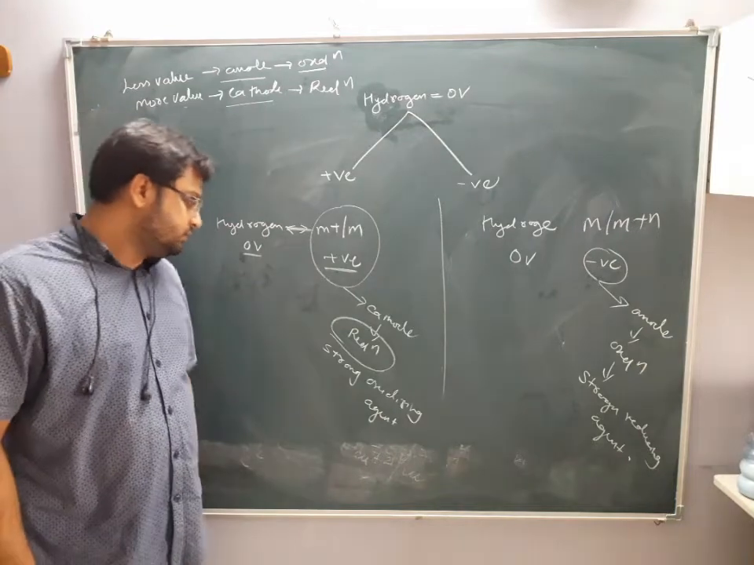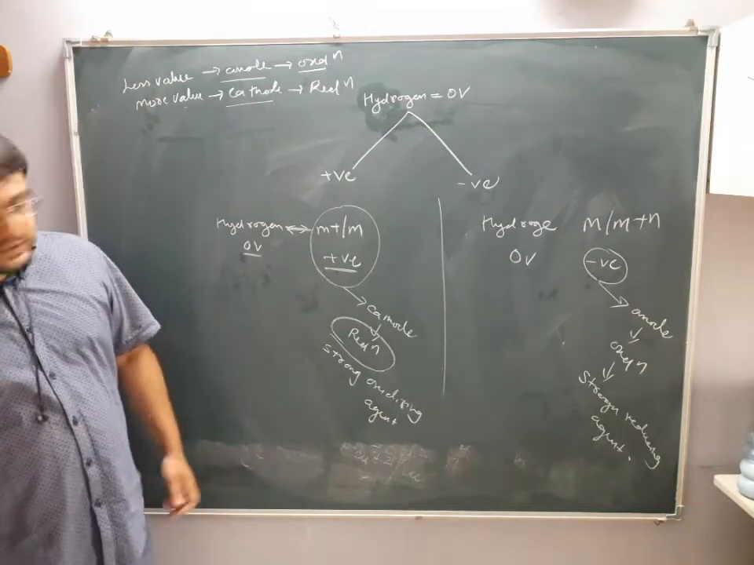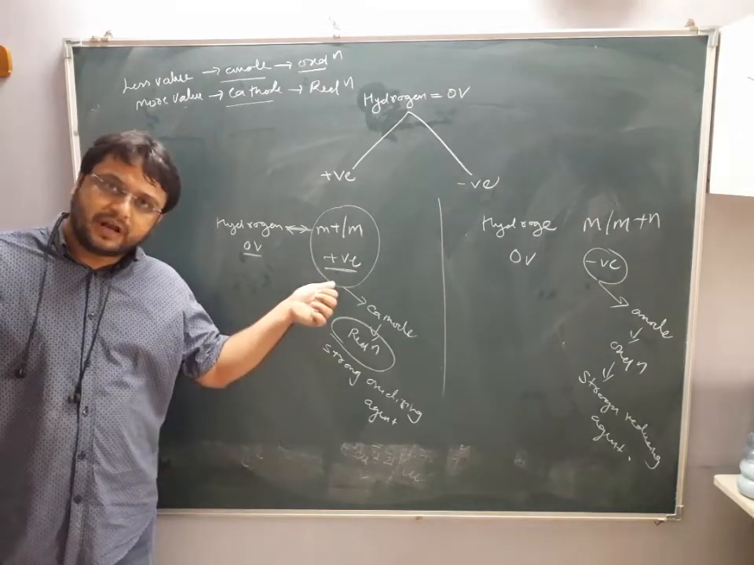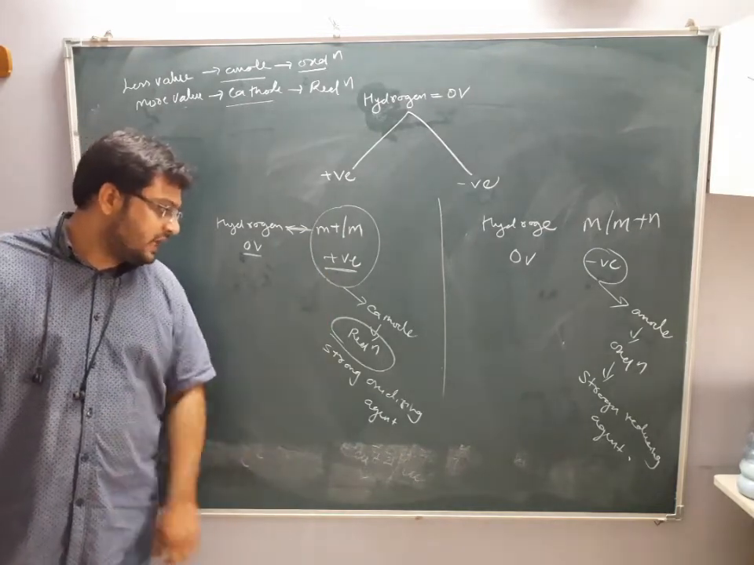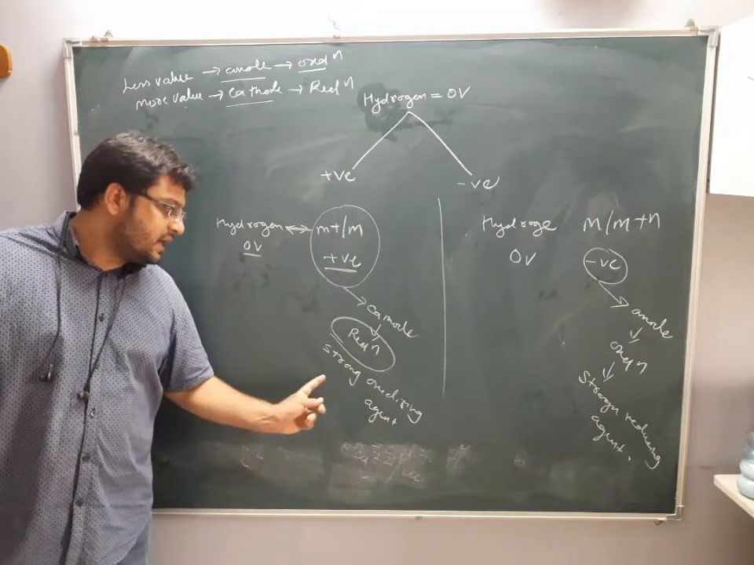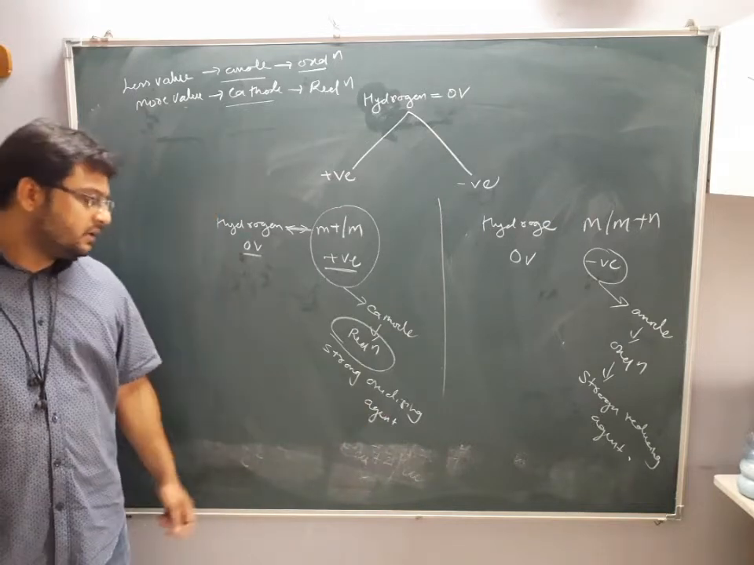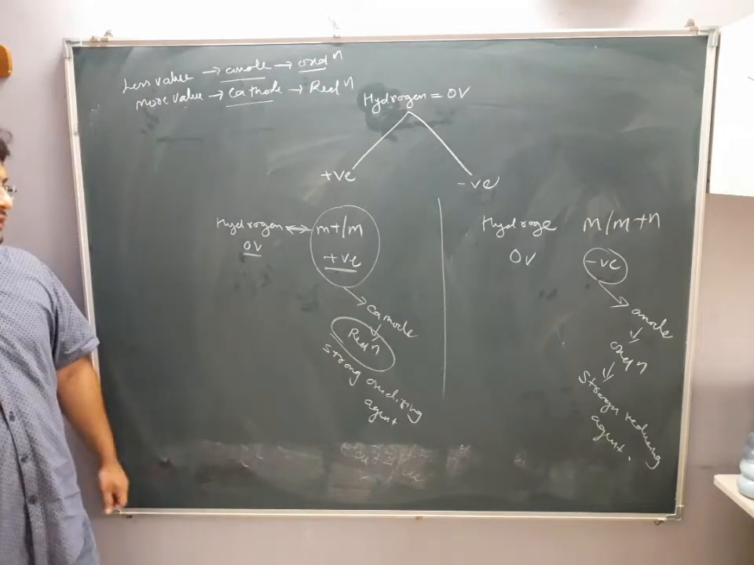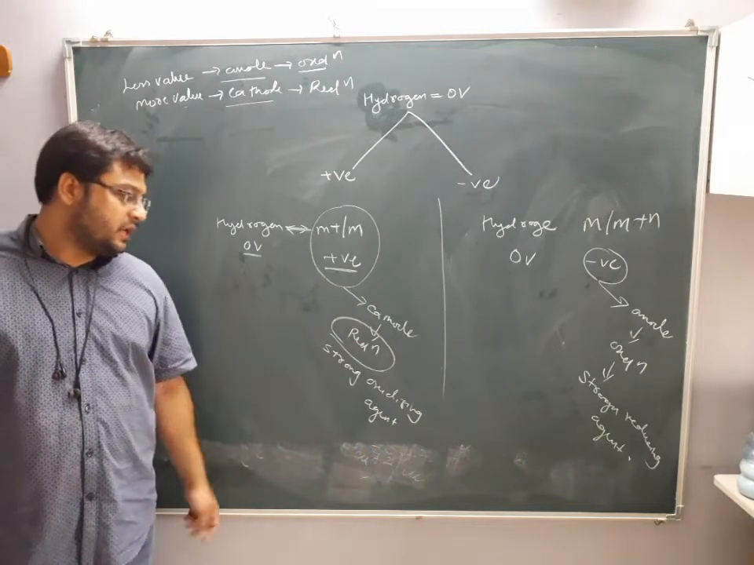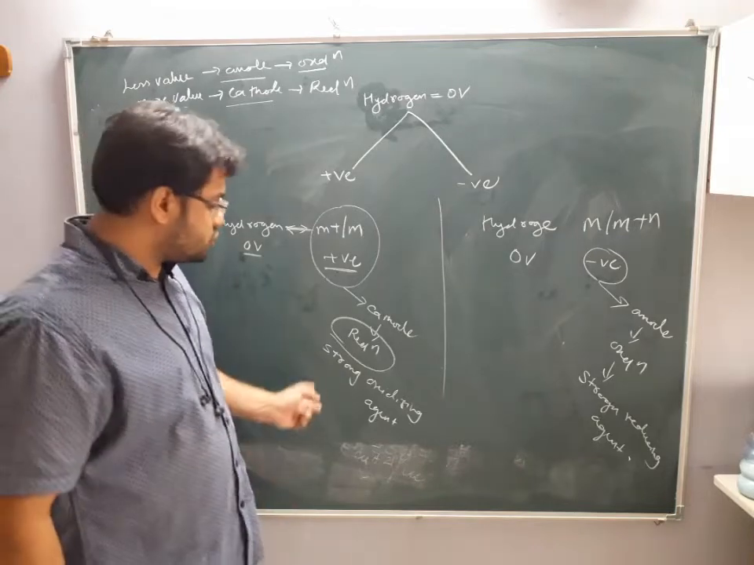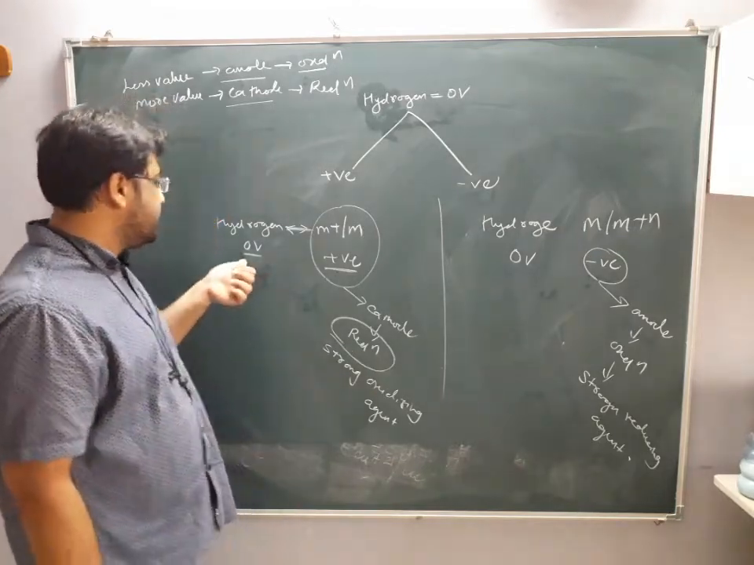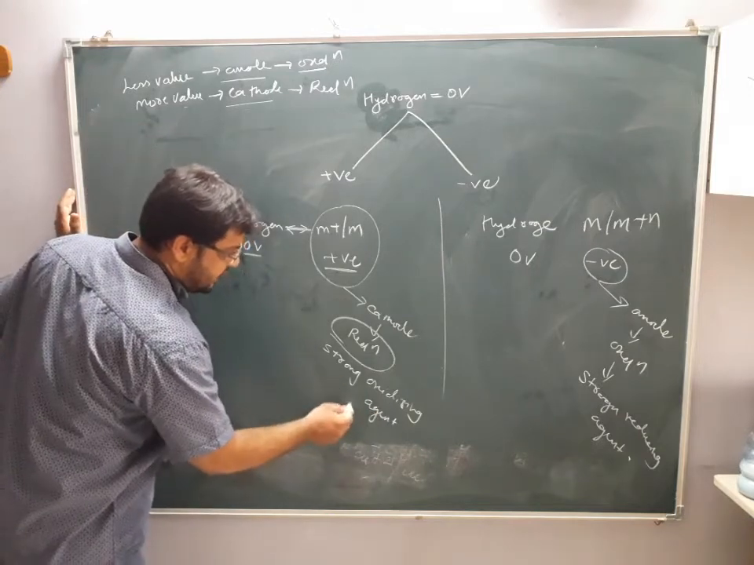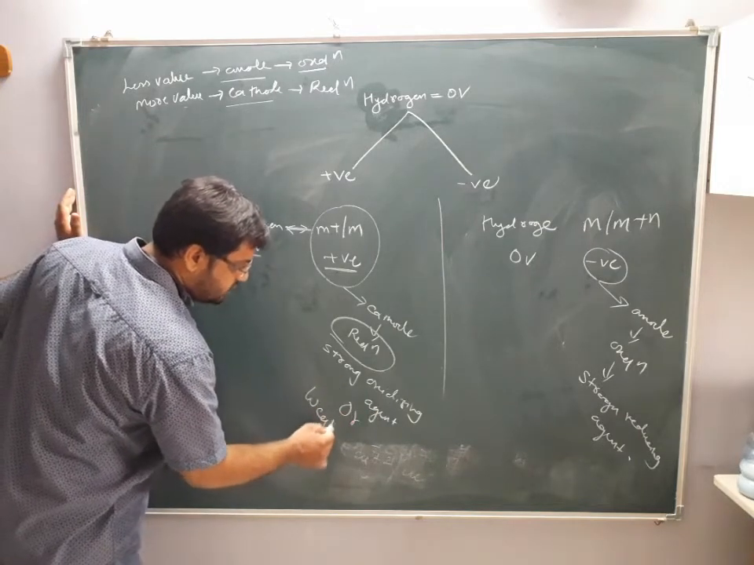Positive value of E naught cell indicates they are strong oxidizing agents as compared to hydrogen. So positive value indicates what? They are strong oxidizing agents as compared to hydrogen. In some books, strong oxidizing agent, or can I write it like this also, weak reducing agent? Yes or no? One MCM.